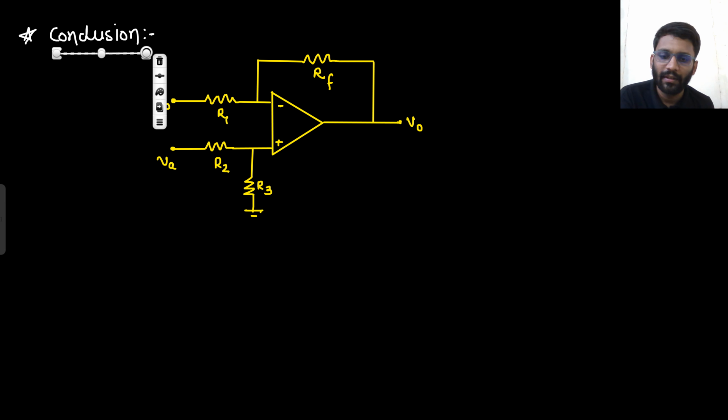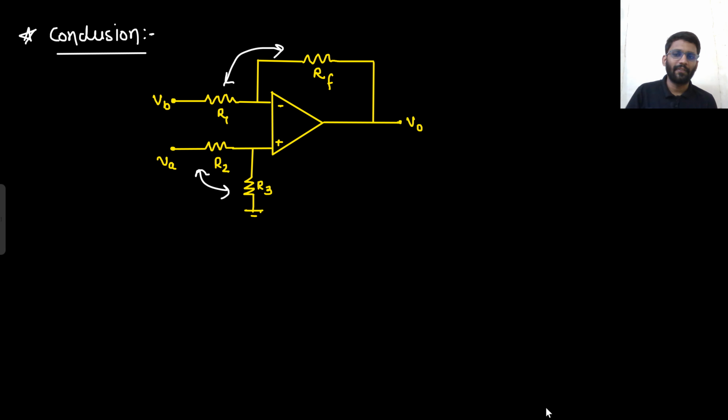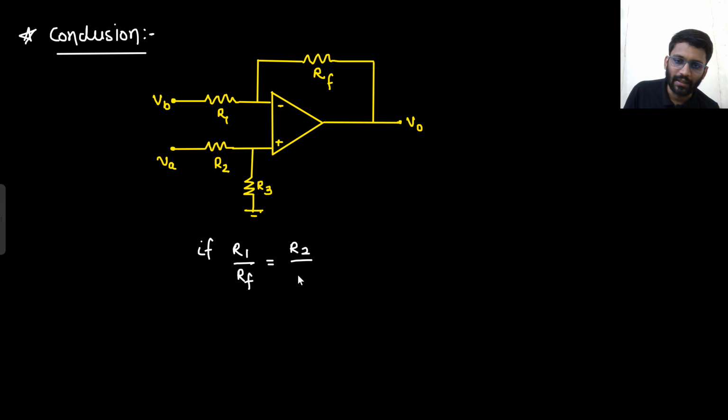What you need to remember? That the ratio from here to here and here to here is the same: the ratio of R1 by Rf and R2 by R3. If R1 by Rf is equal to R2 by R3, then what will be your V0? V0 will be Rf by R1. You just need to see here. So your V0 will be Rf by R1 into potential of positive terminal Va minus potential of negative terminal Vb. That's it.